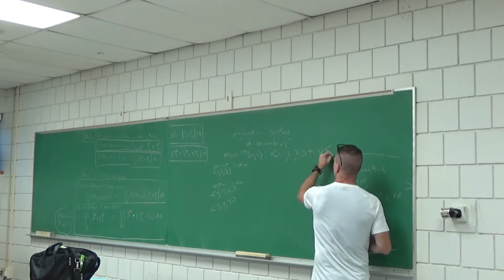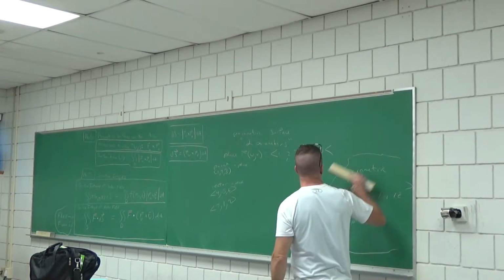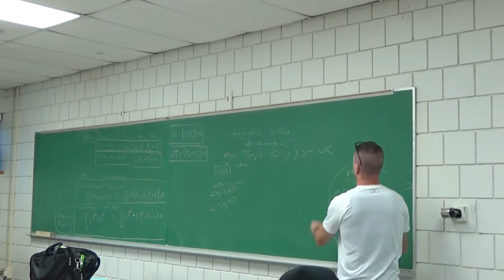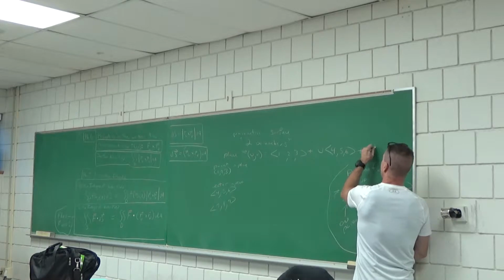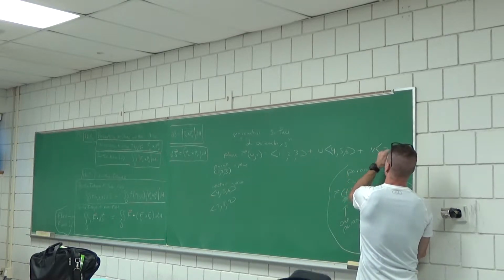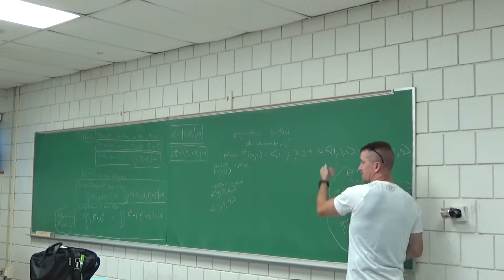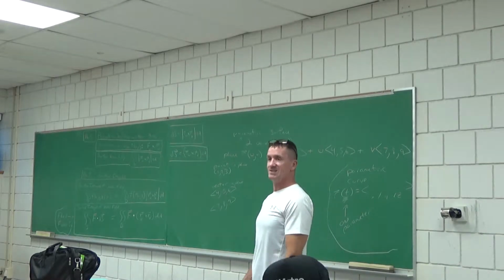I'll put u in front. What was the vector that's in the plane? Four, five, six. And v: seven, eight, nine. There it is. I just parameterized the plane.